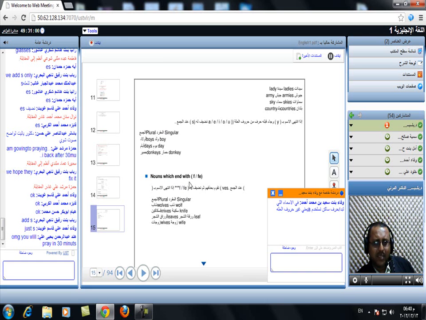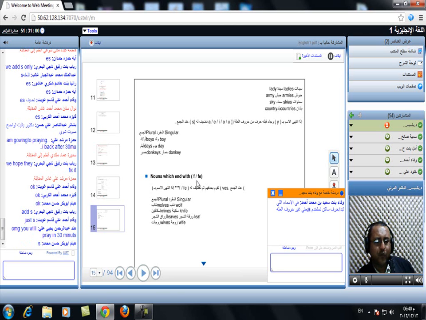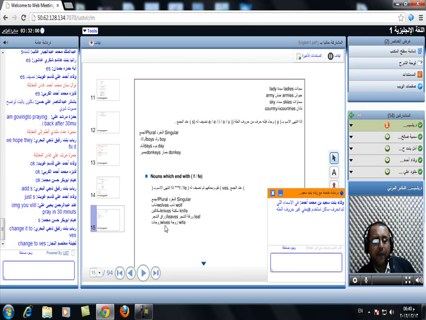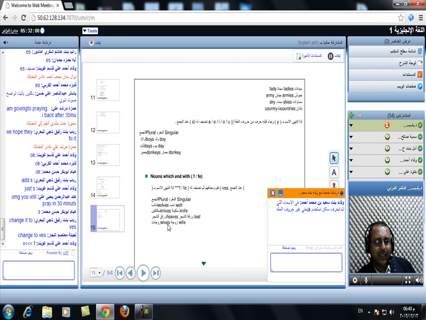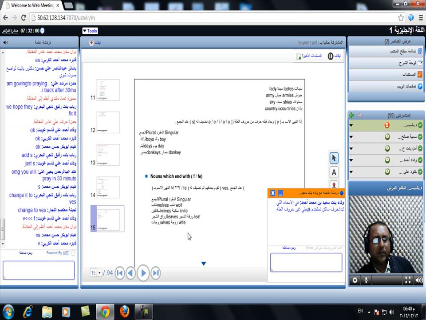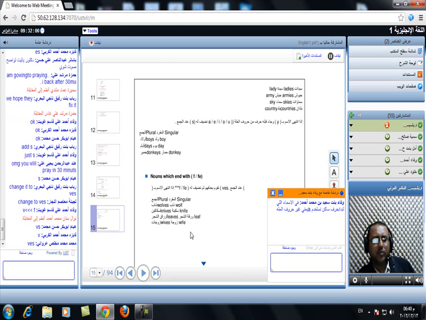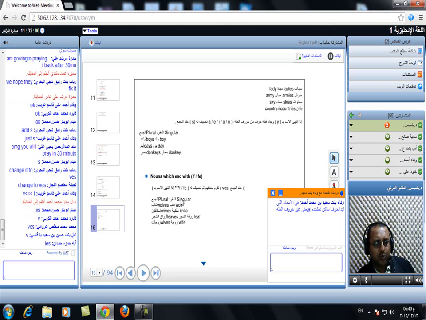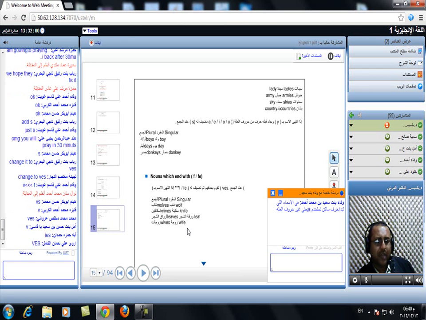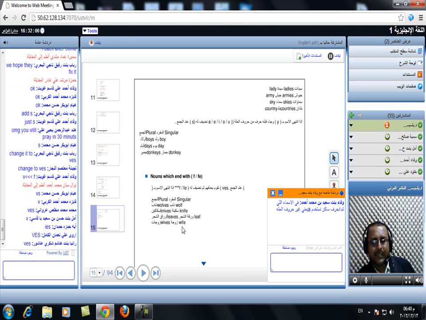What about nouns ending in F or Fe? If the noun ends with F or Fe, we have to change the letter F into V and then add ES. Yeah, very good, Rabab. Lujaina. So we have to change the letter F into V and then add ES.